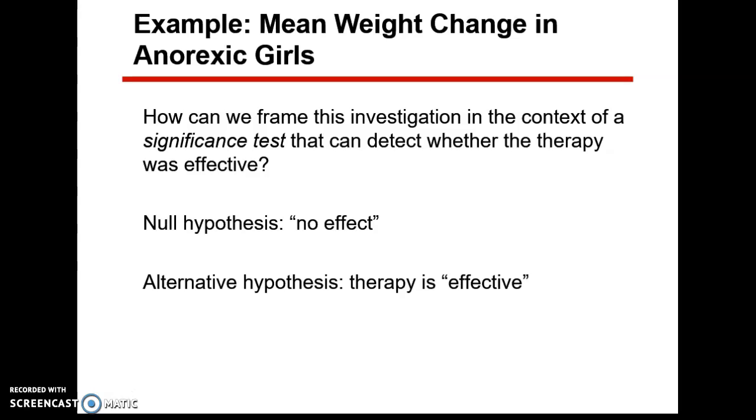So no effect means the weight change is 0. If you want it to be effective, there actually is a positive weight gain, correct? If it's not effective at all, in terms of it's even worse if they undergo therapy, they would lose weight and it would be negative.